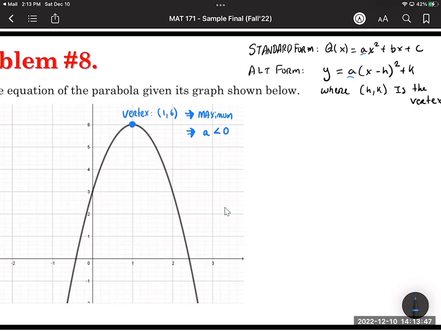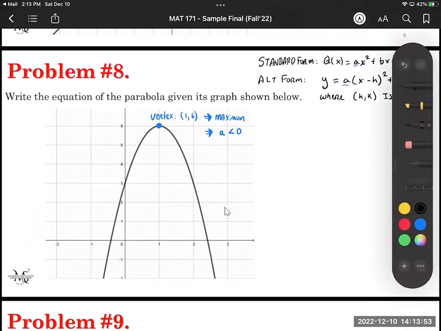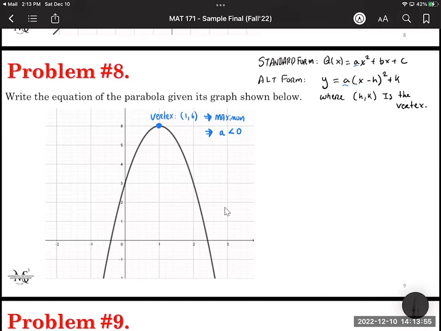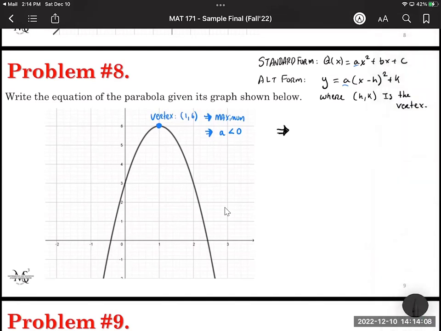All right, so for problem 8, all you have to do is plug your vertex into the alternate form. This gives us y equals the value of a, which we don't know yet but will soon, times x minus the value of h, which is 1, squared plus k, which is 6.